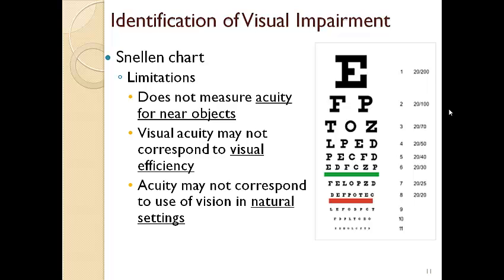And last of all, acuity may not correspond to use of vision in natural settings. How we use our vision in natural settings, or what degree of useful vision we have, is not measured by the Snellen chart. When we see things around us, they have varying sizes and shapes, and that is not accounted for with this way of identification. Vision teachers can observe visual efficiency and perform functional assessments to determine how students use their vision in everyday situations. So we conduct something called the functional vision assessment or evaluation.